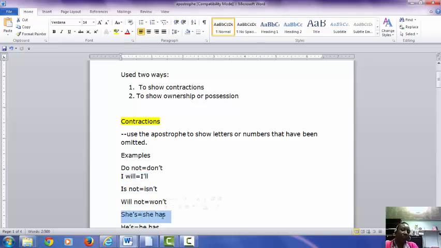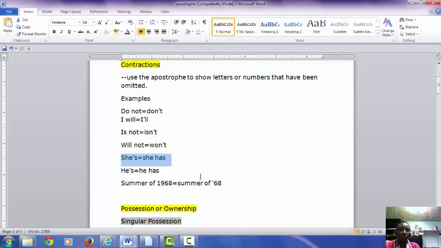She's is short for the informal she has. He's, again, is informal for he has. It also takes the place of numbers. So instead of saying the summer of 1968, I might say the summer of '68.